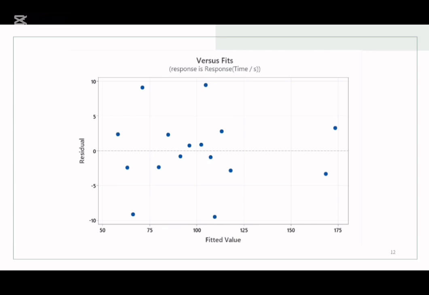As you can see here is the residual versus fitted values plot. It shows that there is no systematic pattern, indicating that the assumptions of constant variance and independence are reasonably met. This supports the validity of the ANOVA model and confirms that the fitted model adequately explains the variation in vitamin C tablet dissolution time under different experimental conditions.